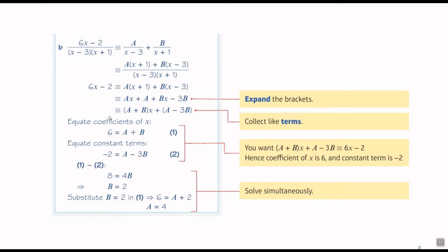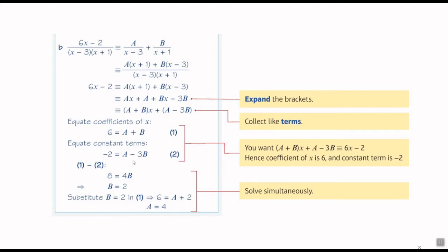Now we can compare the left hand side and right hand side. You can see the coefficient of x on the left hand side is 6. On the right hand side, the coefficient of x is a plus b. So you can equate 6 equal a plus b, equation number 1. You can't find a from this alone, so we need another equation. The constant term on the left is minus 2. On the right hand side, what is the constant? a minus 3b. So you can write minus 2 equal a minus 3b, equation number 2. This we call a simultaneous equation.